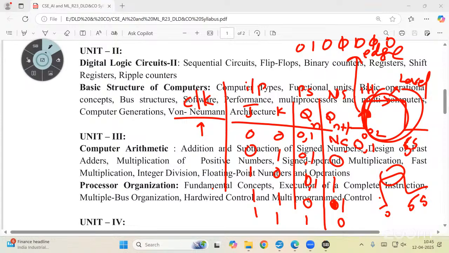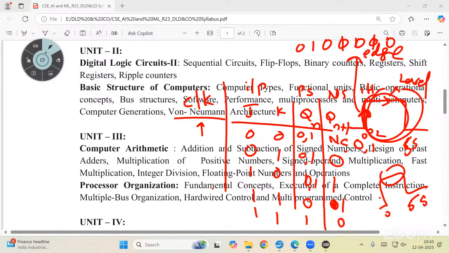So if you are connecting the two flip-flops, JK1 and JK2, the race around condition can be eliminated. Okay, that is the JK flip-flop. And there are two more flip-flops, the T and D flip-flop. The T flip-flop can be derived from the JK flip-flop.